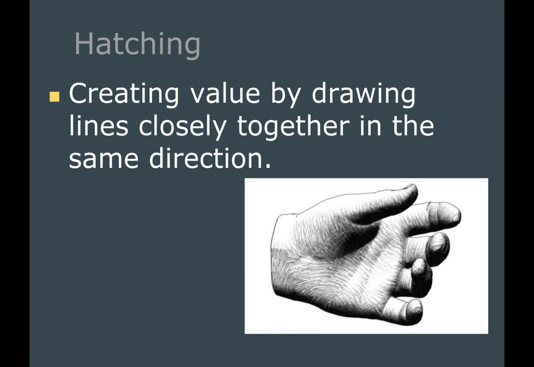Hatching. Hatching is creating value by drawing lines closely together in the same direction. If you look at this hand here, you can see these lines are all going in the same direction, and the closer they are together, the darker the value. The farther apart, the lighter the value.